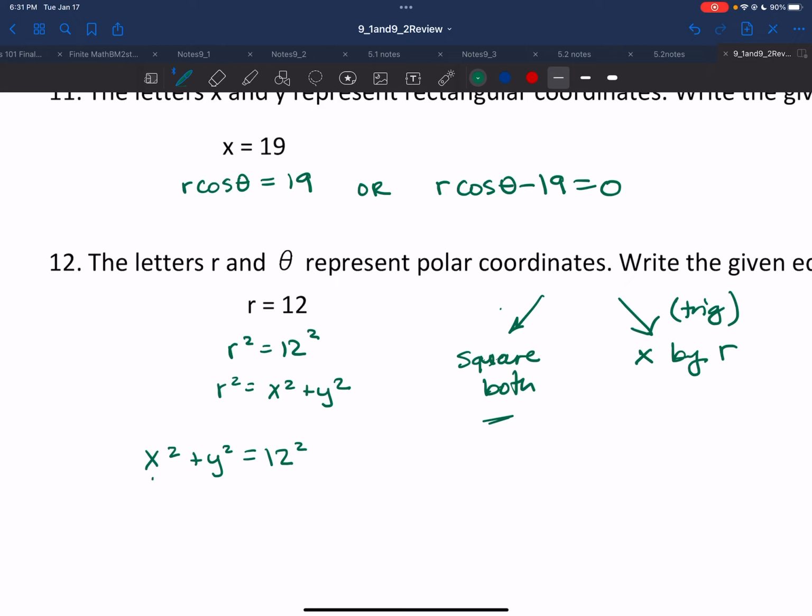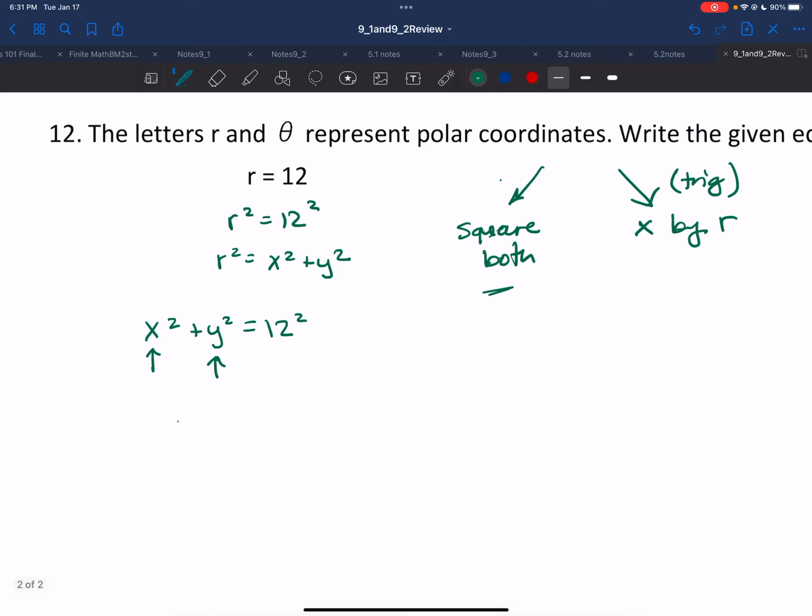Now, interestingly enough, there is no shift in my x and my y. So the center of that circle, this is a circle equation, is 0, 0. And my radius is equal to the square root of 12 squared. And when you have the square root of a square, right, you're just going to raise the roof on that. So you have a 12.